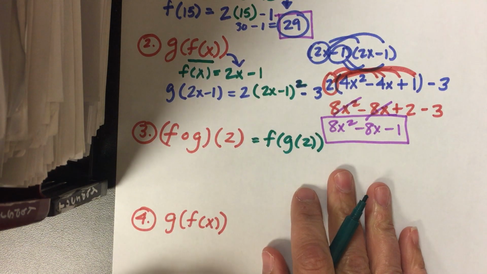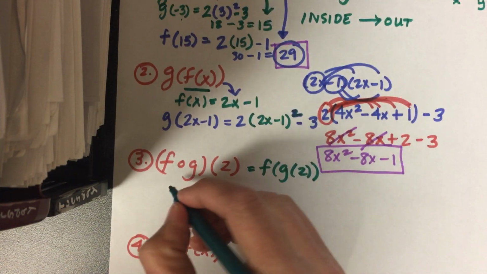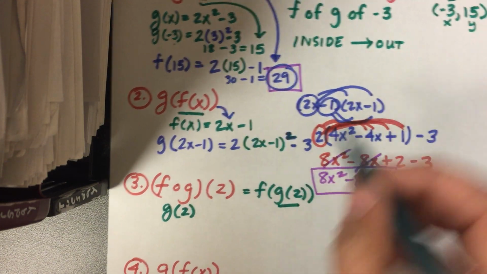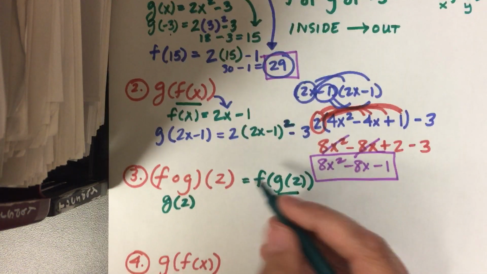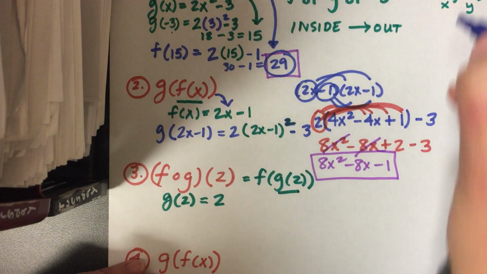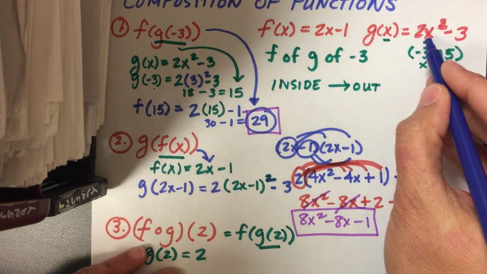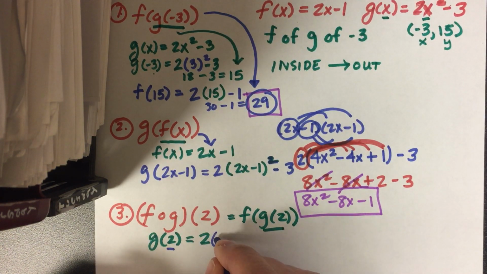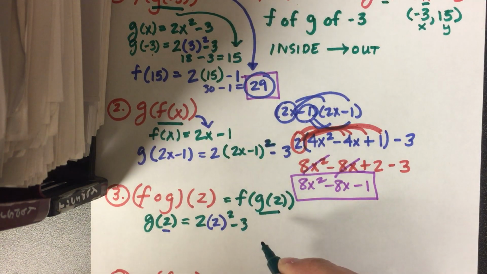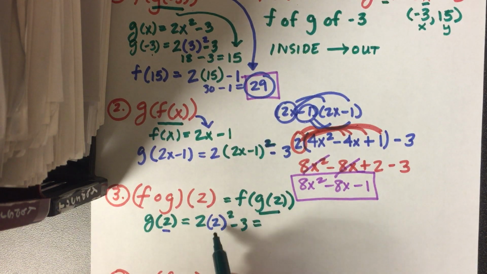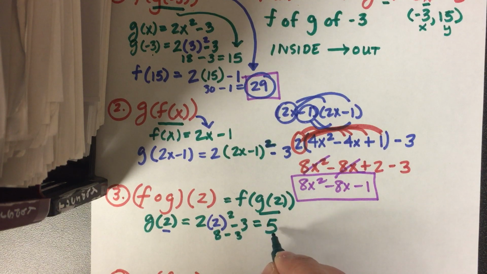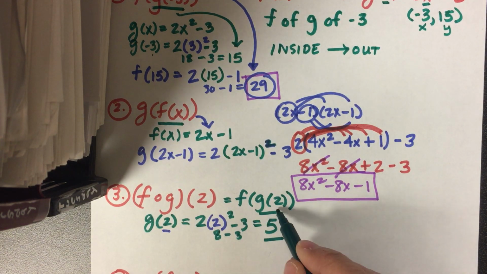So we're going to go into our function g of x, and we're going to find g of 2. Because remember, we go inside out. So 2 is my input. Remember, g is 2x squared minus 3. So my input is going to go in for x, and my input is 2. So 2 times 2 squared minus 3. So g of 2 is going to give me 8 minus 3, which is 5. So g of 2 is 5.